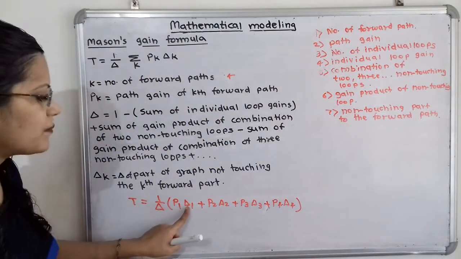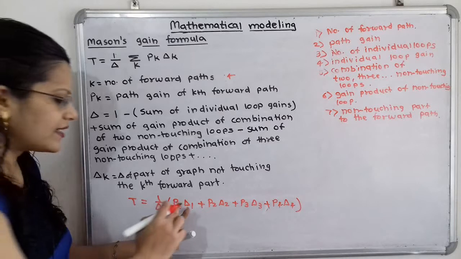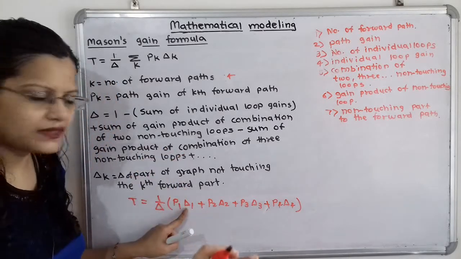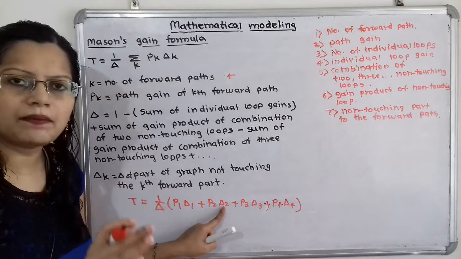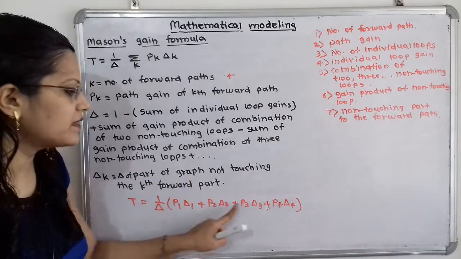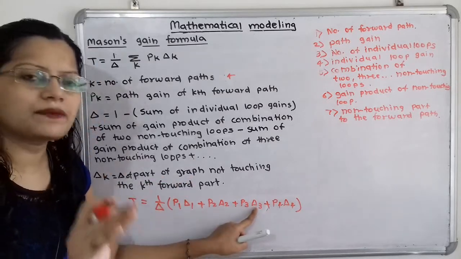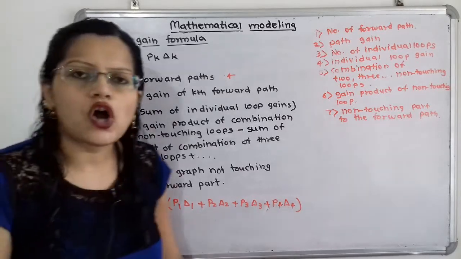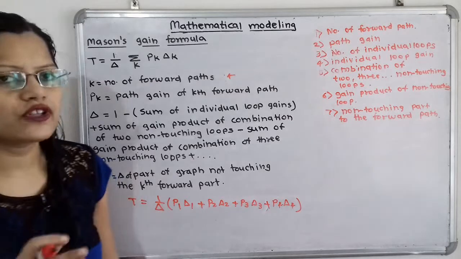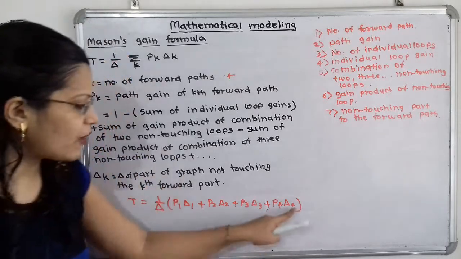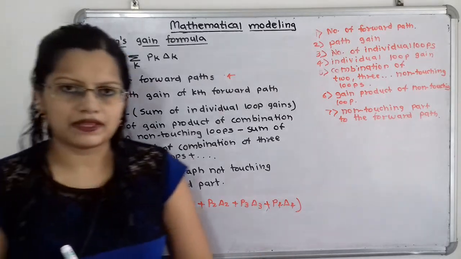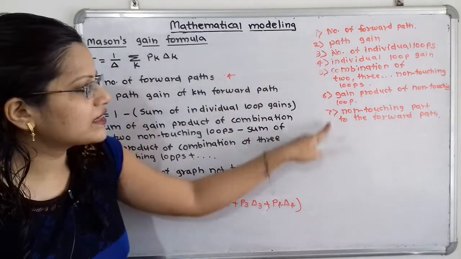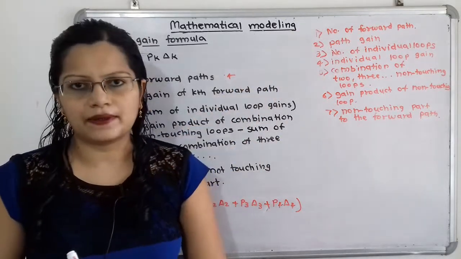That means delta 1 is the non-touching part to the first forward path, delta 2 is the non-touching part to the second forward path, delta 3 is the non-touching part to the third forward path, and delta 4 is the non-touching part to the fourth forward path. So for that we have to first decide the forward path. Now we will take one example and apply all these points to that example.